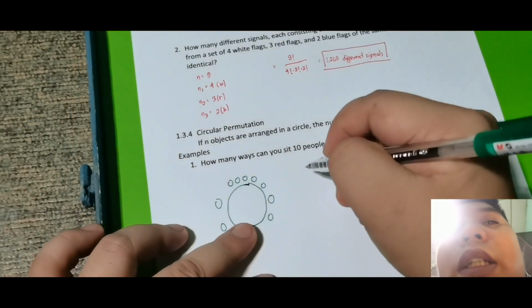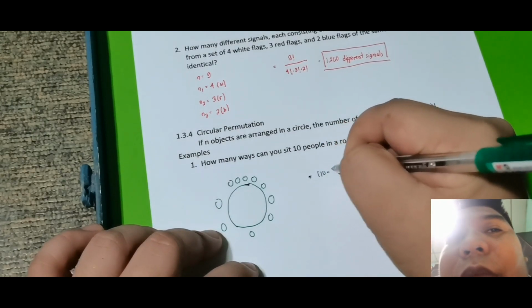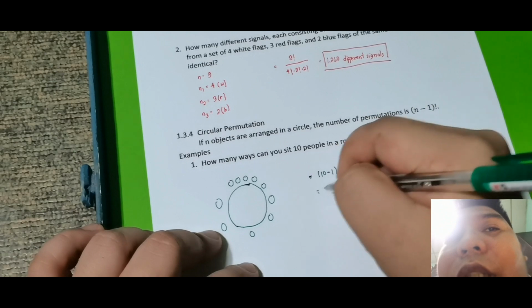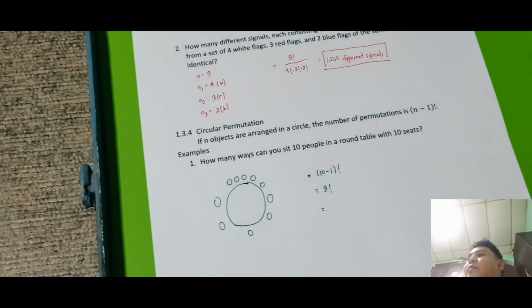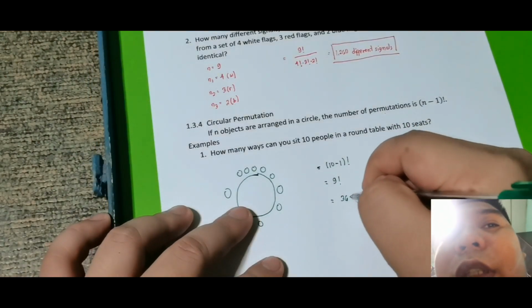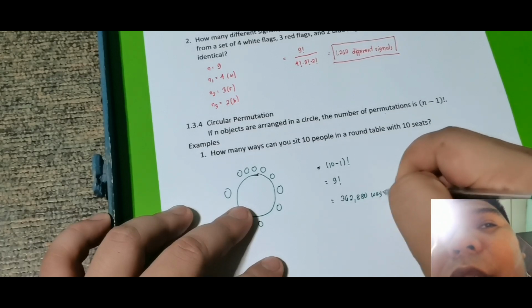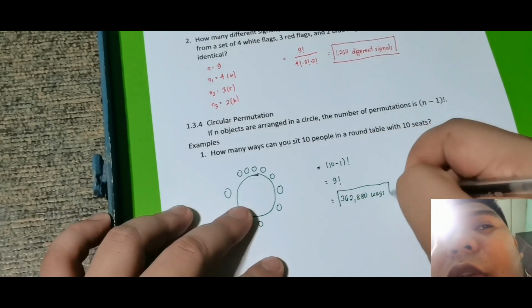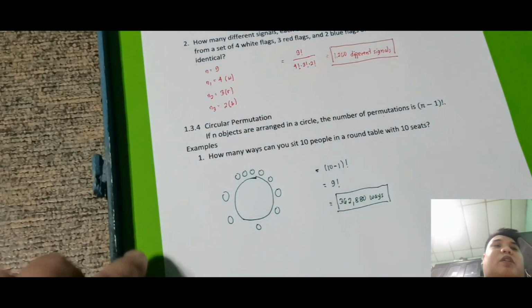So using the formula, since circular siya, this is just equal sa 10 minus 1 factorial, or just equal sa 9 factorial. So ilan ulit yung 9 factorial? So base kanina, ang 9 factorial is 362,880 ways. So, ito yung ating sagot. So, ganun siya kasimple sa circular permutation.